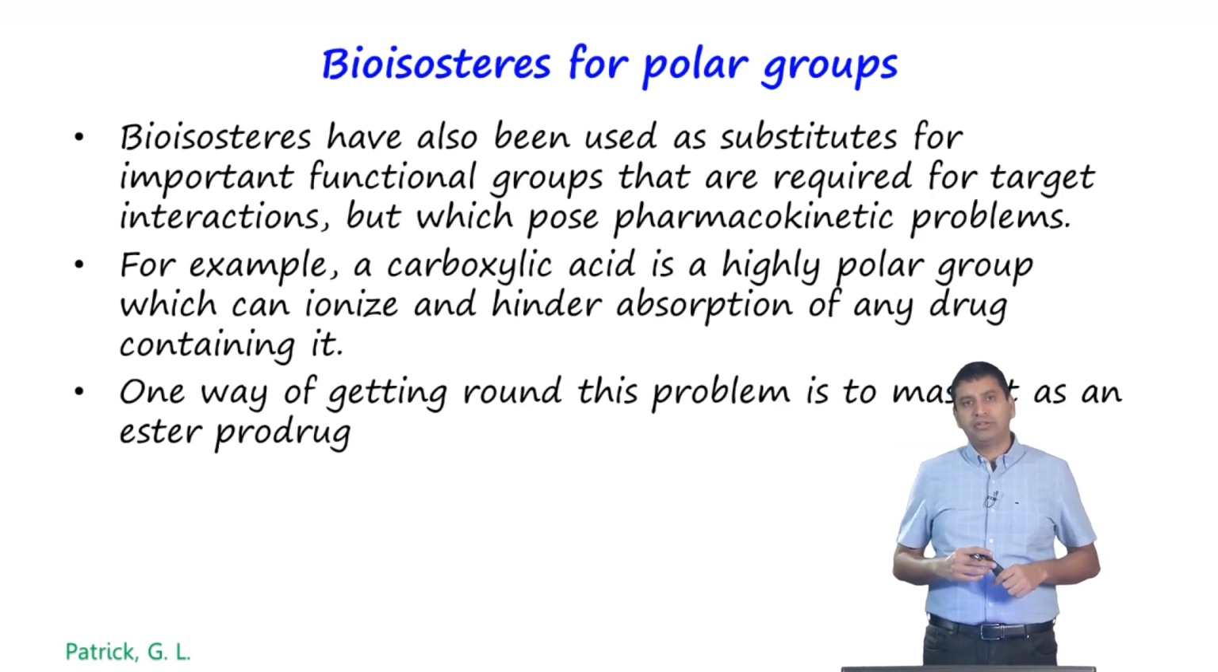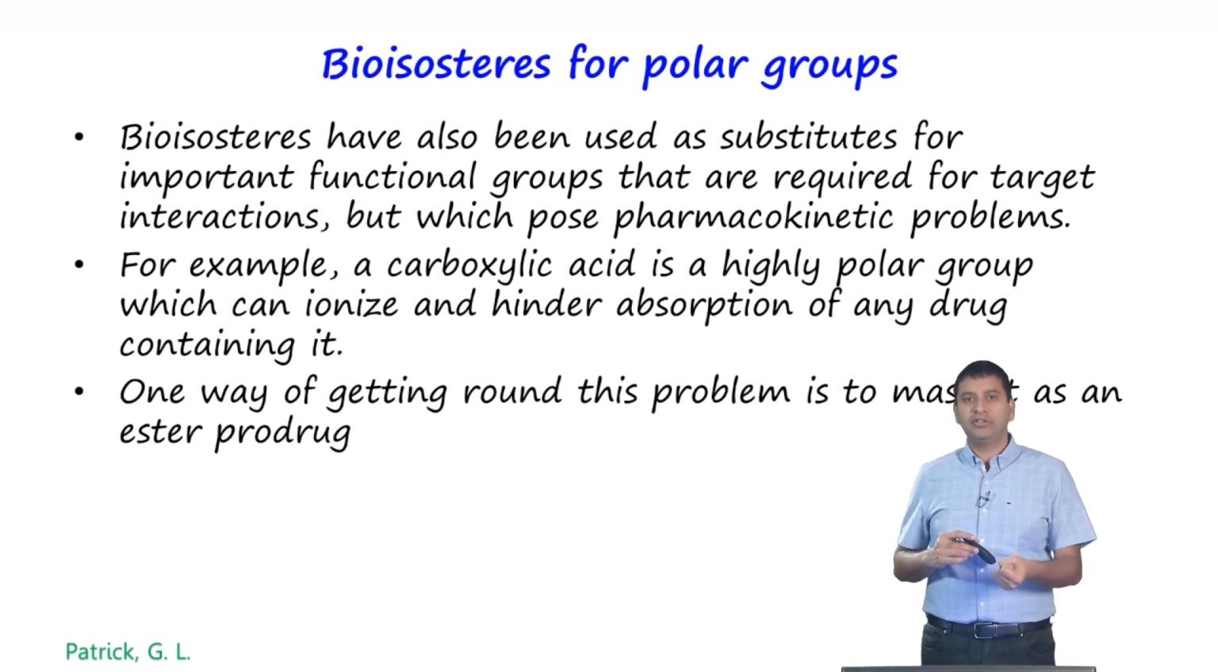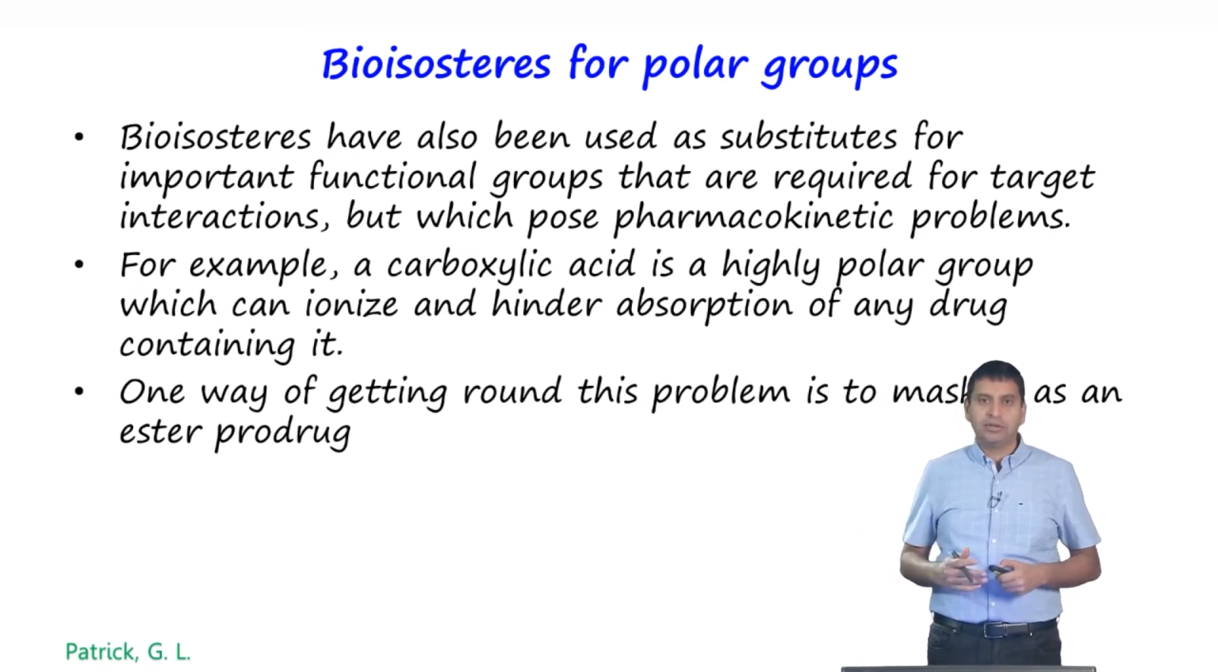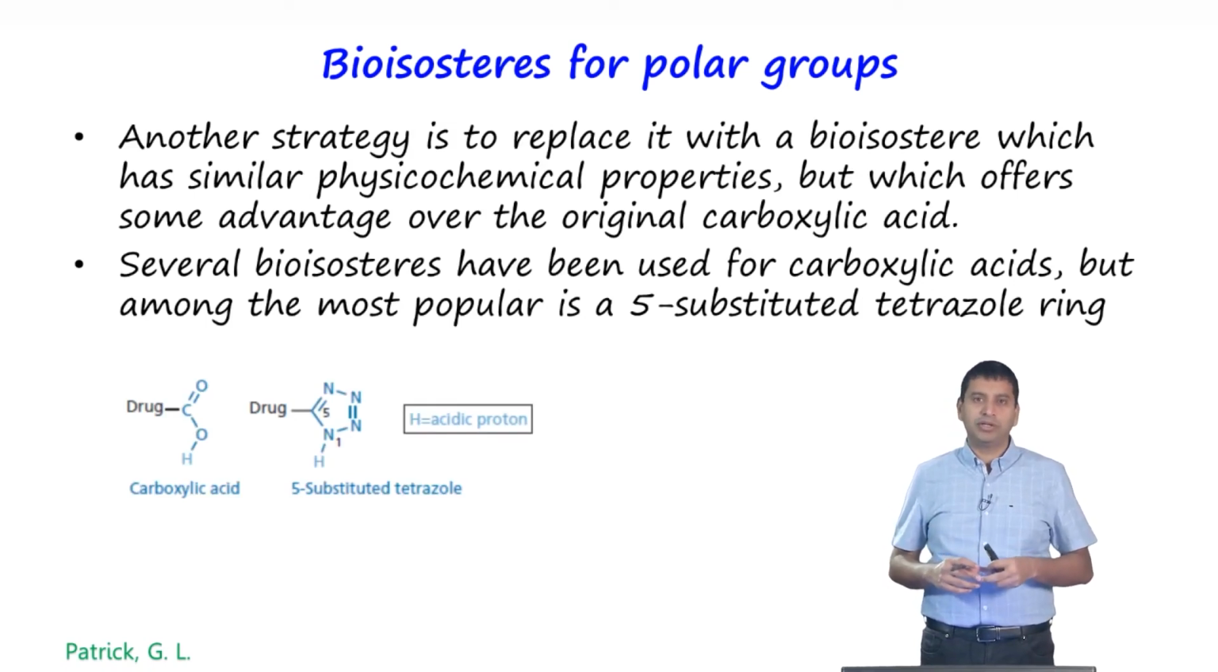Now, bioisosteres are used for polar groups. Bioisosteres, which we have looked at previously, have been used as substitutes for the important functional groups that are required for target interactions. But these pose pharmacokinetic problems. For example, a carboxylic acid is a highly polar group, it can ionize and it can hinder absorption, and you may need to replace it in order to address these points. So, one way to address this is to mask it as an ester prodrug. We will look at prodrugs later in the course. Another strategy is to replace it with a bioisostere which has similar physical chemical properties, but which offers the same advantage over the original carboxylic acid.